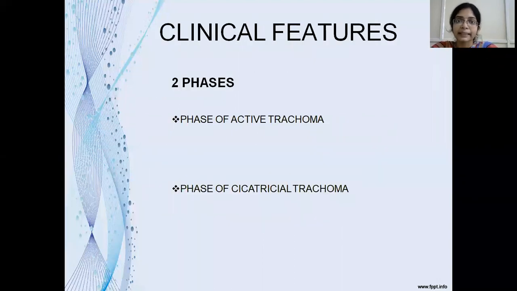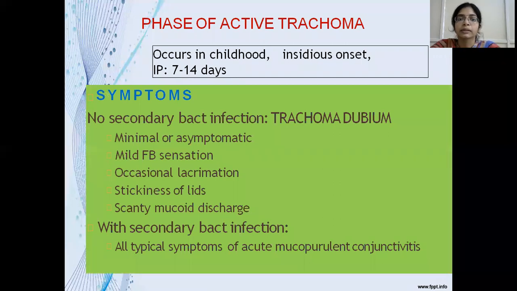Now, as I said, the clinical features of trachoma can be classified into 2 major parts: phase of active trachoma as well as the phase of cicatricial trachoma. Now, phase of active trachoma. Again, as I've already spoken earlier, this phase of active trachoma occurs in childhood and it is insidious or subacute in onset. So it doesn't present acutely. There is no acute presentation of sudden severe discharge or anything like that. So it is a very subacute presentation, and the incubation period is commonly from 1 week to 2 weeks.